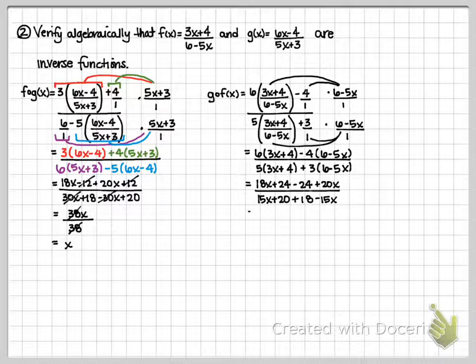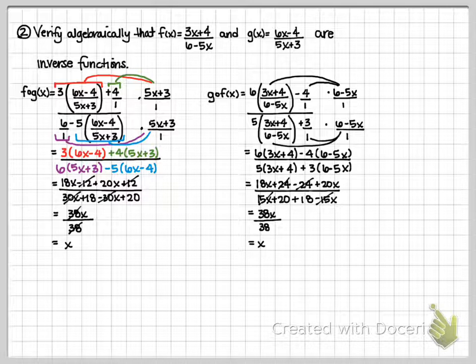Alright, let's take a look at this. 24s go away on the top, an 18 and a 20 give me a 38x. And then my 15x's go away on the bottom, and I get a 38 on the bottom. Okay, good. This worked out. And remember, the directions said verify algebraically. So I'm telling you it works. We just need to make sure that we don't lose ourselves in the mess here somewhere. All right, so then my final statement.